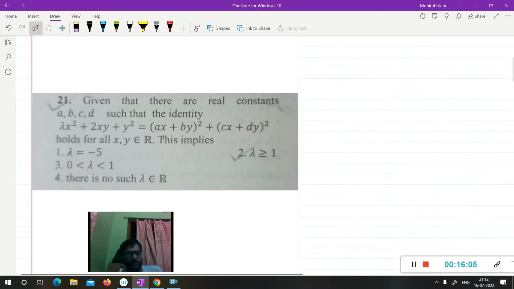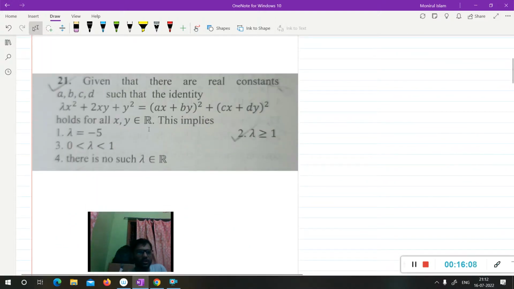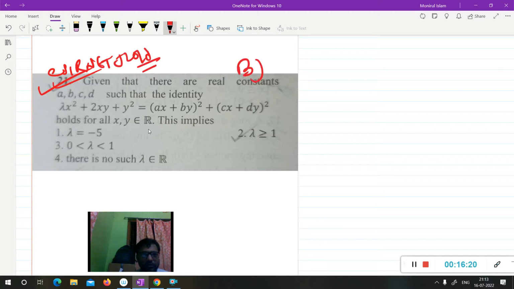Now we are going to the last question. This is the last question of this video, and I will close this chapter with this question. This question was asked in CSIR NET June 2018, a Part B question, a 3 mark question. Given a, b, c, d are real constants such that the identity holds, then what are the values of lambda? The options are lambda minus 5, lambda greater than or equal to 1, 0, and no such lambda.